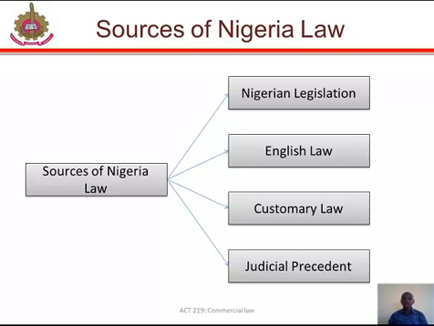Another source of Nigerian law is judicial precedents. In common law, the principle of law on which a court bases its decision in relation to the material facts before it must be followed in similar cases by courts below it in the hierarchy. The principle that a court is bound to follow the decisions of higher courts in the hierarchy is known as the doctrine of stare decisis.